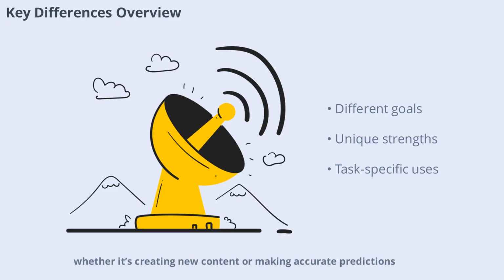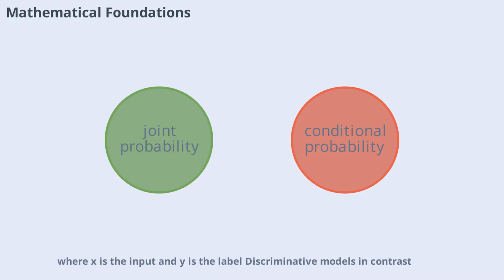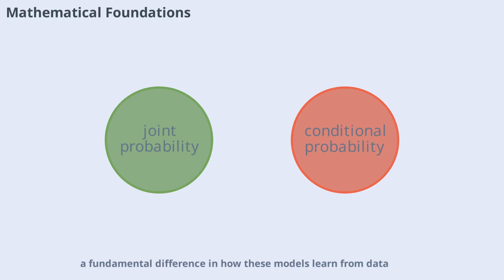making accurate predictions. Generative models are built on the idea of modeling the joint probability distribution. Denote it as P(X, Y), where X is the input and Y is the label. Discriminative models, in contrast, model the conditional probability P(Y|X). This mathematical distinction is more than just notation. It reflects a fundamental difference in how these models learn from data.